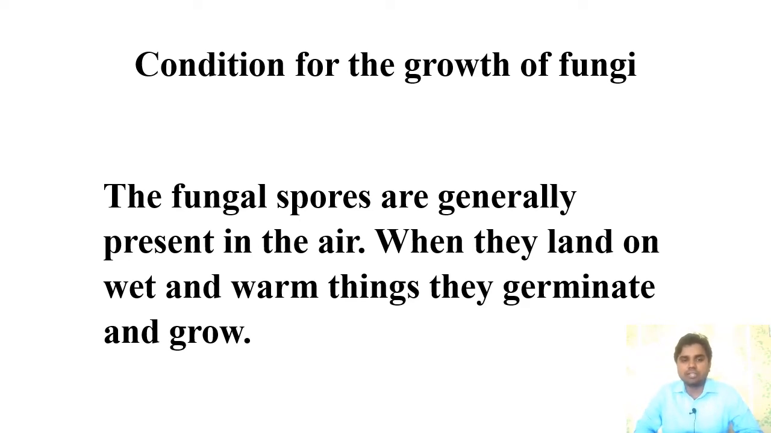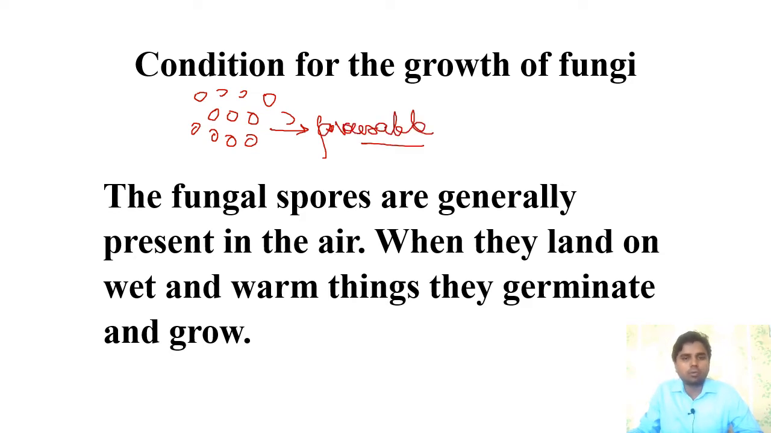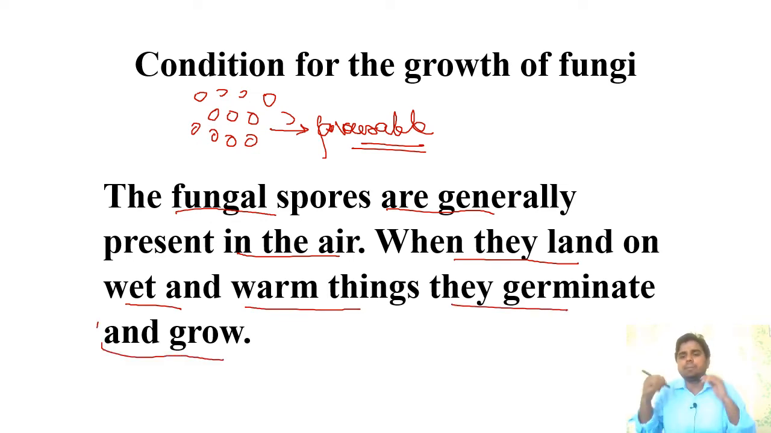Fungal spores are generally present in the air. The fungi we have talked about have spores for their reproduction. Wherever they get favorable conditions, they germinate there. So when they land on something wet and warm, they germinate and grow. That's why, whenever we keep our shoes where raindrops can reach them, and soon after the rain is over sunlight comes onto the shoe, in such wet and warm conditions, both cause fungi to grow over your shoes. So to protect your shoes from such fungi, what will you do?